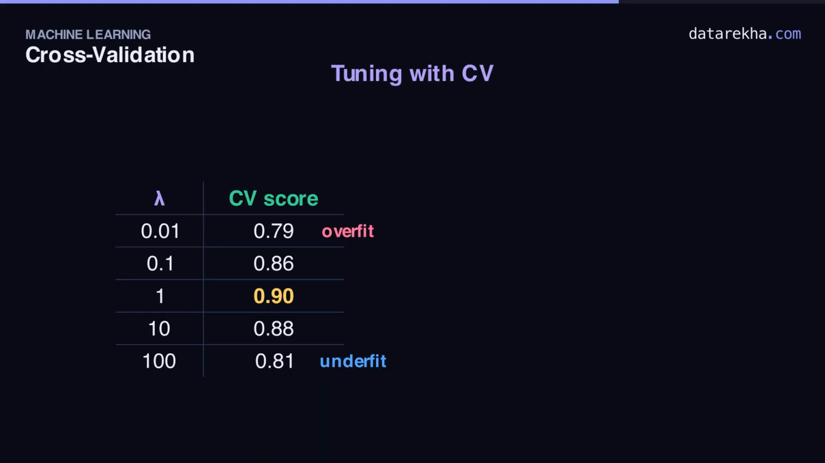Read down the column. At a tiny lambda, the model barely regularizes, overfits, and scores just 0.79. Crank lambda up to 100, and it oversmooths, underfits, and drops to 0.81. And in the middle sits the winner. Lambda equals 1, with the highest score, 0.90. That's the sweet spot the cross-validation found for us. Enough regularization to tame the variance, not so much that we lose the signal.